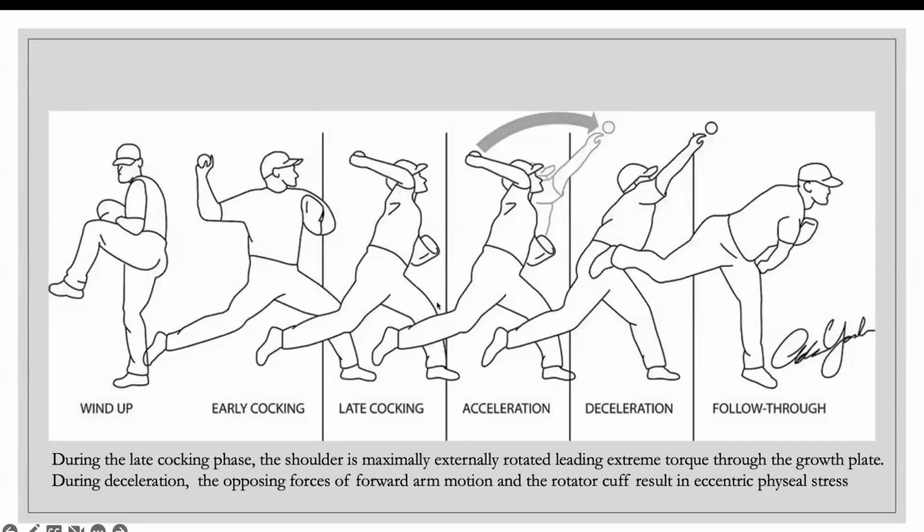Just a reminder of the stages of the throwing motion. We start with the wind up. We're going to go into the early cocking motion as the ball's behind us, and then the late cocking motion as we power through acceleration and deceleration. For little leaguer shoulder, during that late cocking phase, as the shoulder gets maximally externally rotated, that's going to be pretty painful and put a lot of torque through that growth plate, which is going to lead to that enhancement of the little leaguer shoulder injury. During deceleration, those opposing forces of the arm motion and the rotator cuff cause eccentric physeal stress. So that's going to worsen the injury over time as well.